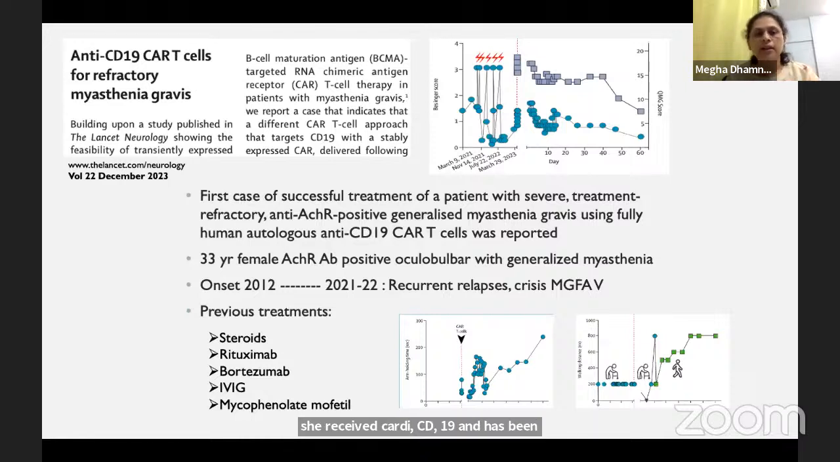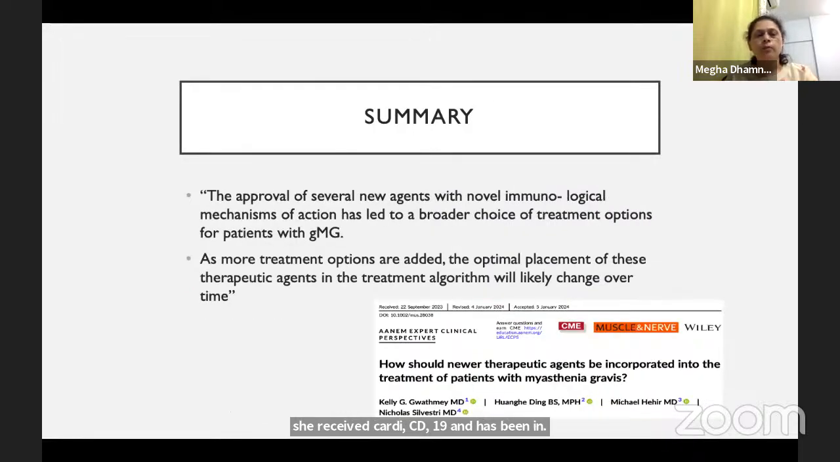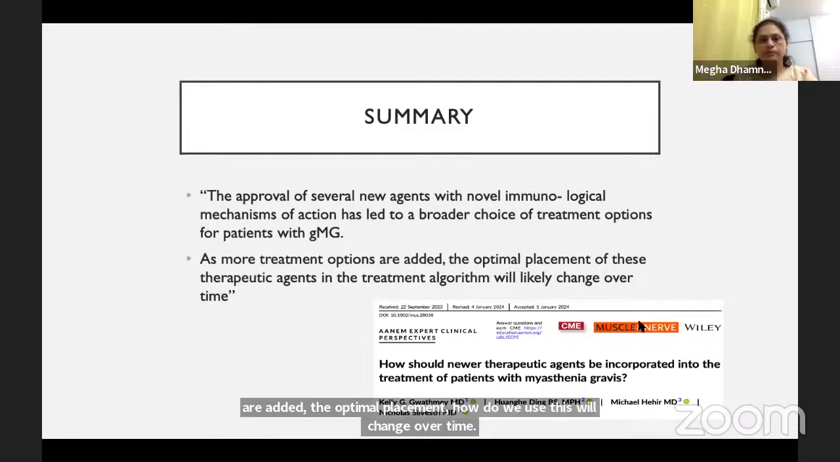So it's an exciting time for all of us, with approval of several new agents with novel immunological mechanisms of action and a broader choice of treatment options for patients with myasthenia gravis. As more treatment options are added, the optimal placement, how we use these, will change over time. And that's my ending slide. Thank you so much.